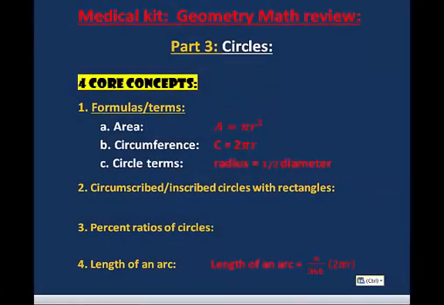All right, kids, we are on the home stretch. Let's go ahead and do a quick blazing lightning speed overview of everything you should have gotten out of the medical kit geometry math section dealing with circles. There's 4 key concepts here that we want to work with. Number 1, we're going to need formulas. Here they are. Ready? Area, we're going to need to know that. Circumference, we'll need to know that. And length of an arc, we'll need to know that.